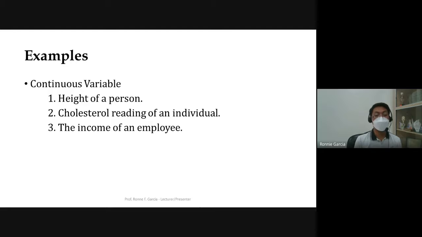Another example is the cholesterol reading of an individual. Pwede ka makakuha ng mga decimal, kaya accurate man siya ng measurement. And even the income of an employee, kaya ang income, pwede man po na yung mga centavos. So that is an example of continuous variables. Clear na ba ang discrete and continuous?